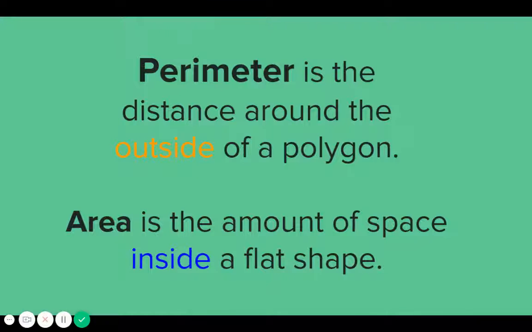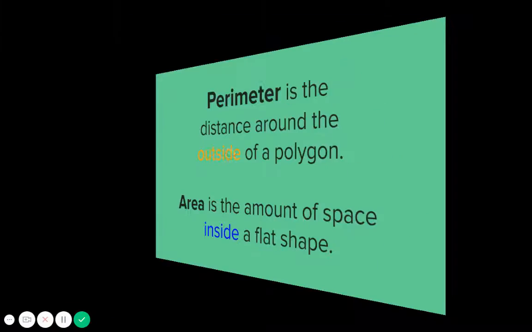So let's not forget what perimeter and area are. Perimeter is the distance around the outside, the boundaries of a polygon, and the area is the amount of space inside those boundaries, inside a flat shape. Perimeter is measured in units, and the area is measured in square units.